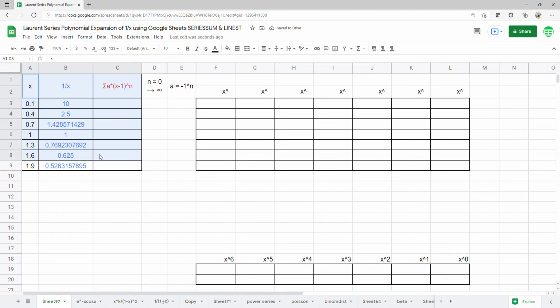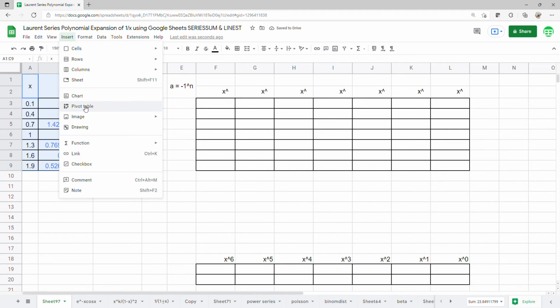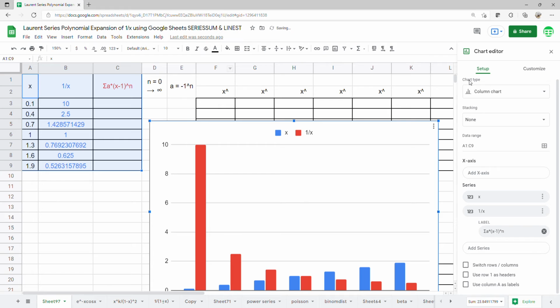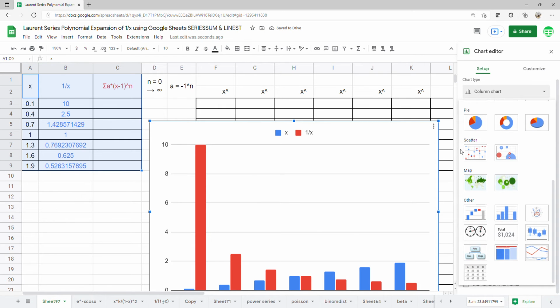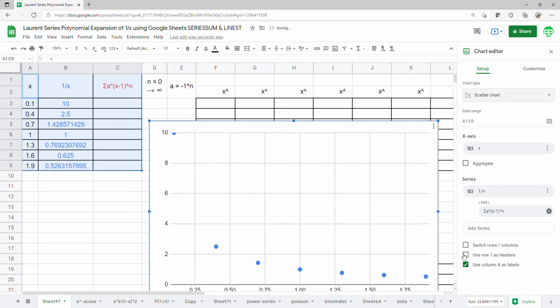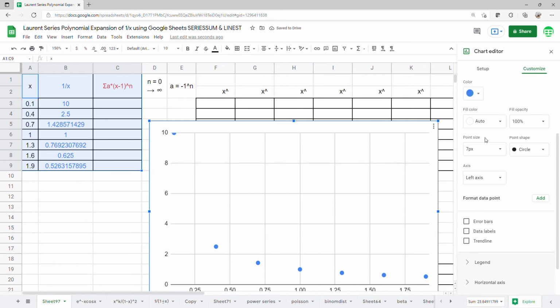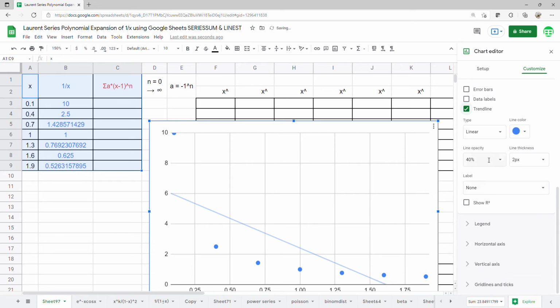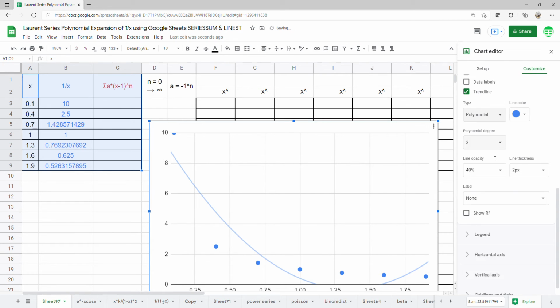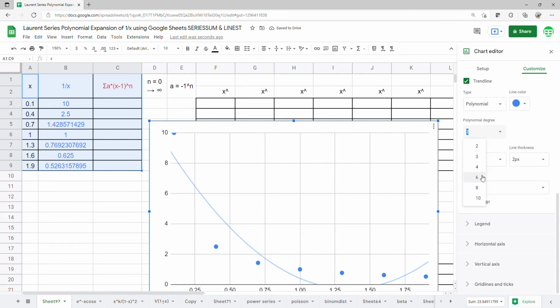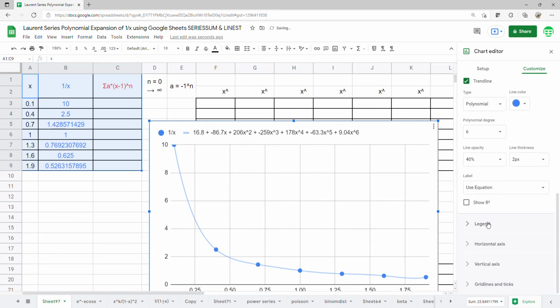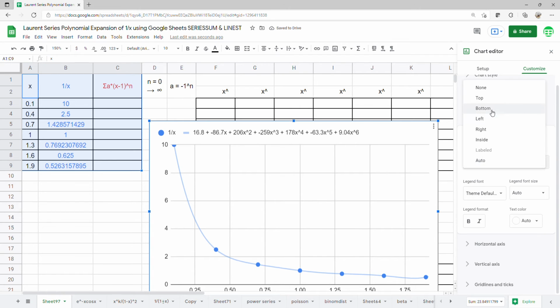And we chart this. Insert chart. And we use scatter chart. Row 1 as header. And show the trend line, series trend line, polynomial to the 6th degree, and for the equation, the label, use the equation. For the legend, position at the bottom.